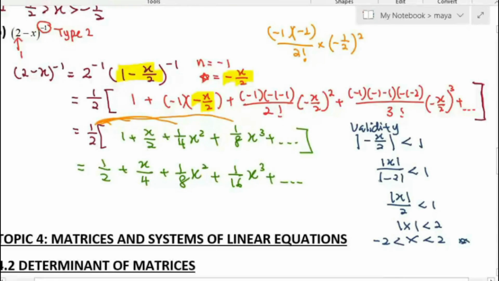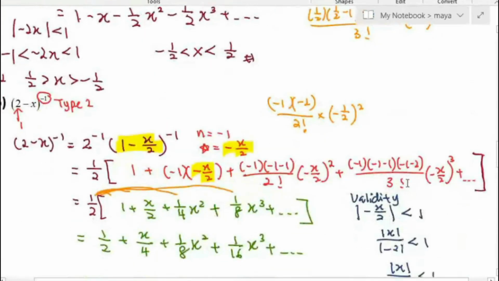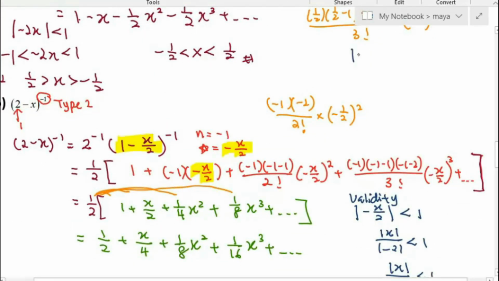So for this part, actually we can also use the properties of your modulus. Modulus of negative 2x less than 1 will become modulus of negative 2 times modulus x less than 1. So this is the value of 2 modulus x less than 1. So modulus x will be less than 1 over 2. Then just open your modulus. So it is the same.